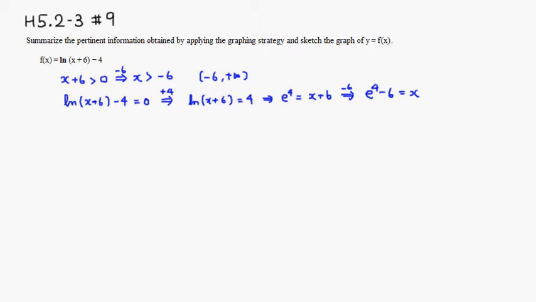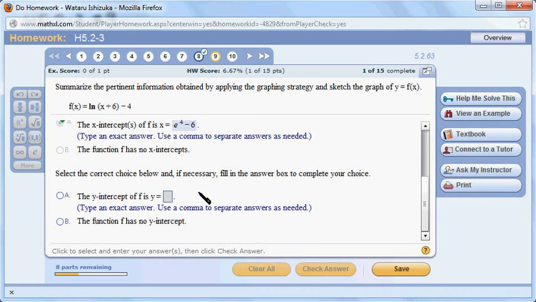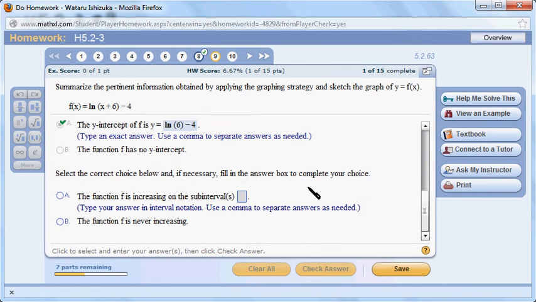Next one is the y-intercept. We're going to set x equals 0. So f of 0 is equal to natural log of 6 minus 4. Let's type it in. This is going to be a natural log, so ln of 6 minus 4. Let's check that. Got that.